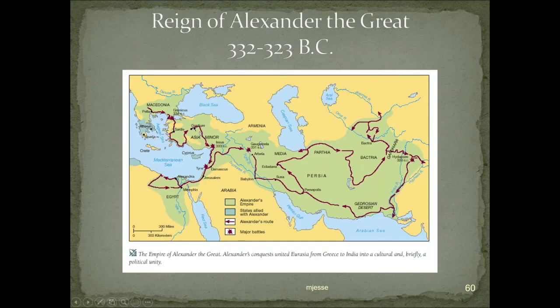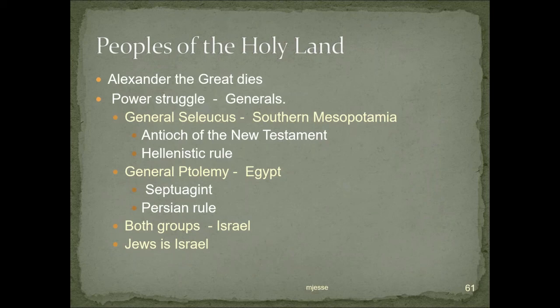So this is the extent of the reign of Alexander the Great. Alexander the Great's death results in a power struggle among his generals. One general, Seleucus, takes power in southern Mesopotamia. And so he shifts his base southward and is the founder of Antioch of the New Testament, the references that we see in the New Testament to that particular Antioch.